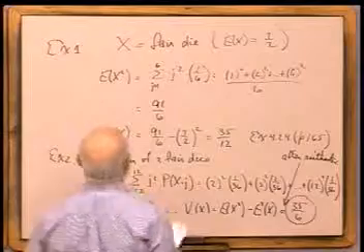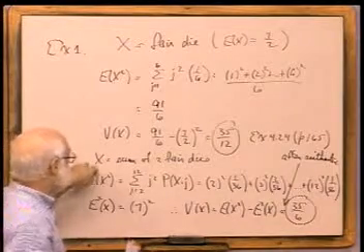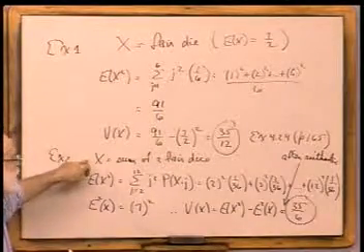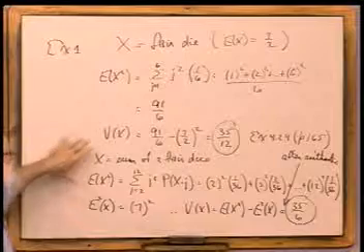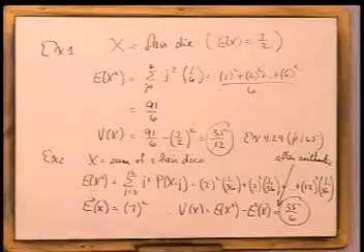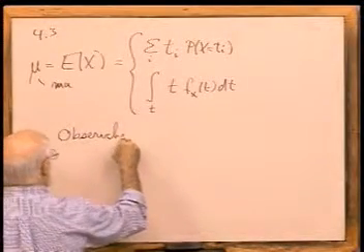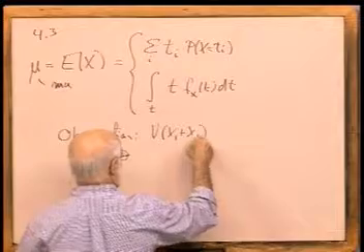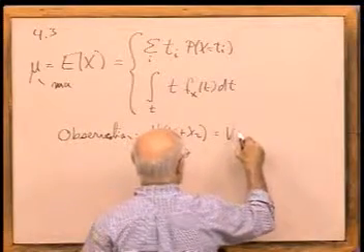Now, the variance of a single die was 35 over 12. The variance of the sum, which is the variance of x1 plus x2, where x1 is the first die and x2 is the second die, is 35 over 6, which is twice as large. In other words, we observe that the variance of the sum, I'll write it here. So for this example, our observation is the variance of the sum, that's die number 1 plus die number 2, is equal to the sum of the variances.